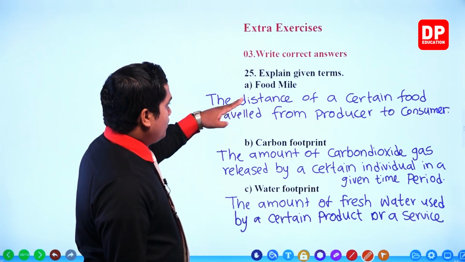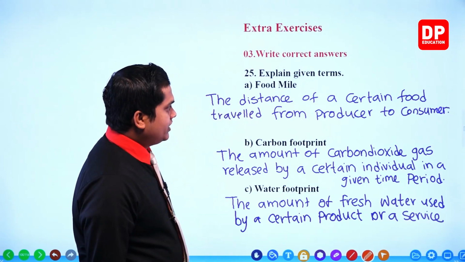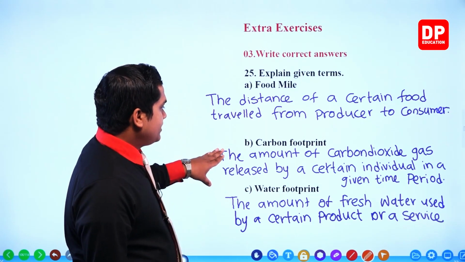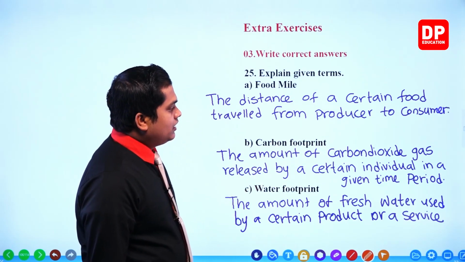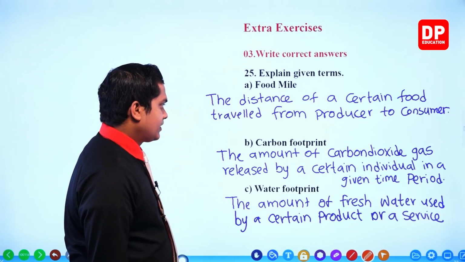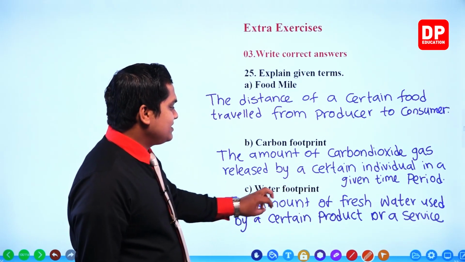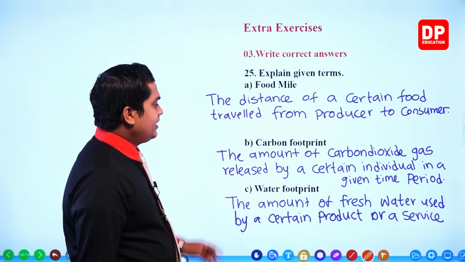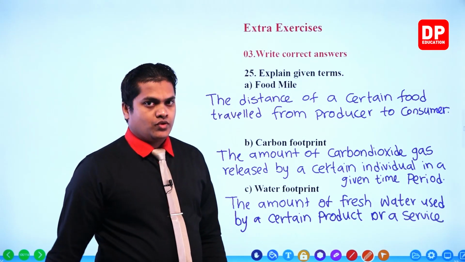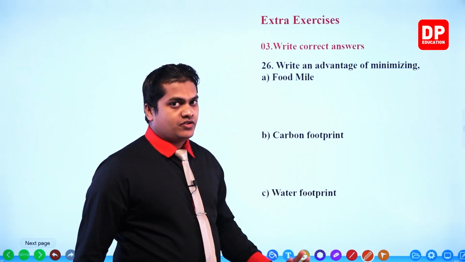Okay. So, food mile: the distance a certain food travels from producer to consumer. Carbon footprint: the amount of carbon dioxide gas released by a certain individual in a given time period. Next one, water footprint: the amount of fresh water used by a certain product or a service. Okay. So this is the water footprint, carbon footprint and the food mile. Now the next question. Write an advantage of minimizing food mile, carbon footprint and water footprint. So you have to write down an advantage of minimizing these things.